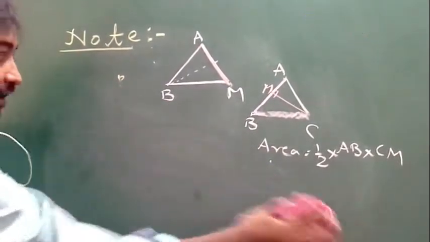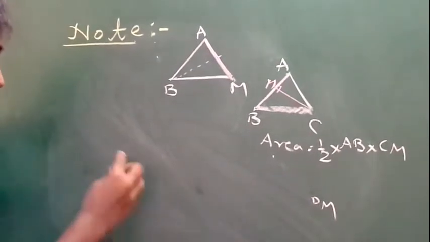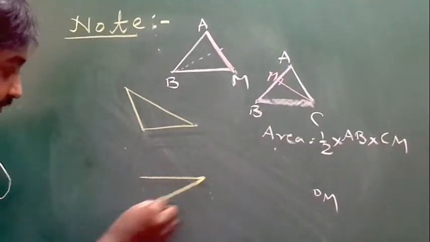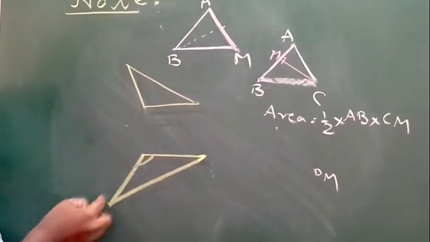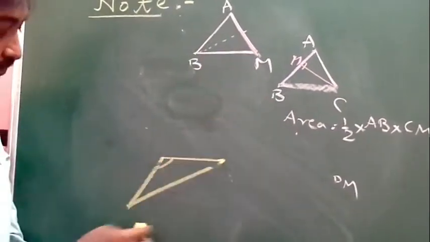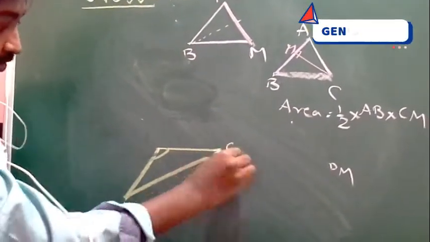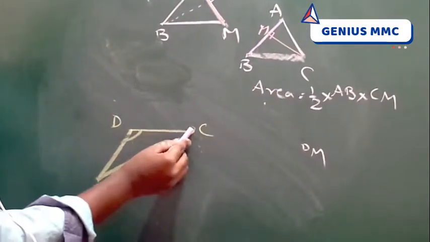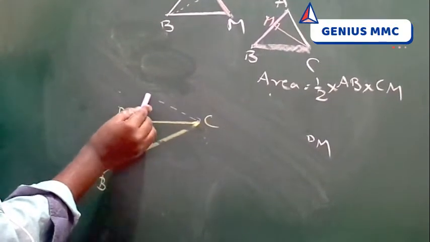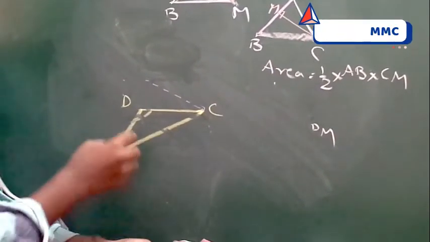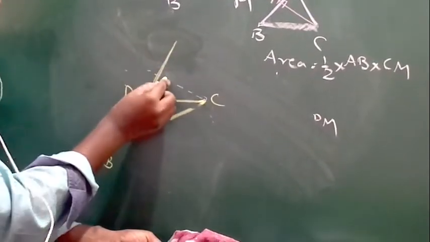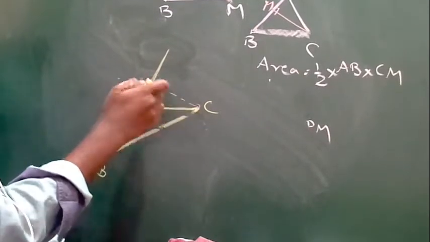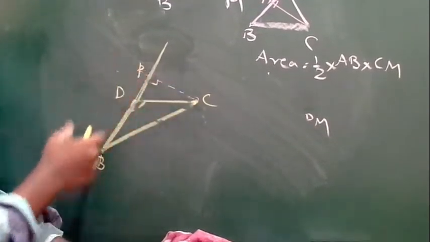For an obtuse angle triangle, for example, this is obtuse. If I write like this, it is also obtuse. B, C, D. Here the opposite vertex is C. Here we have to draw a perpendicular, and this is extended. Here the base is BD, and this is the height.